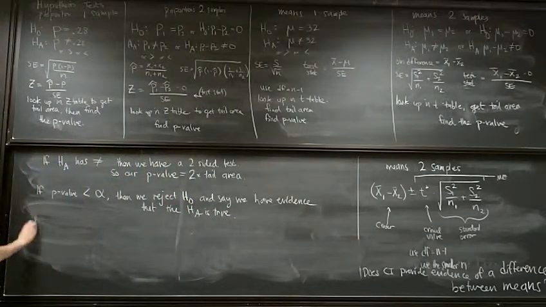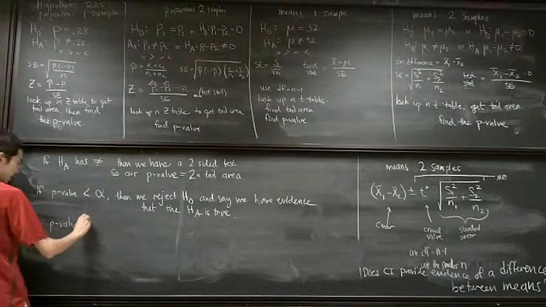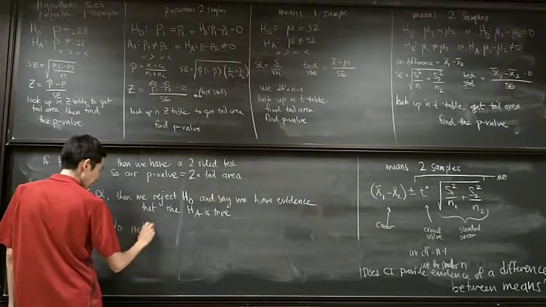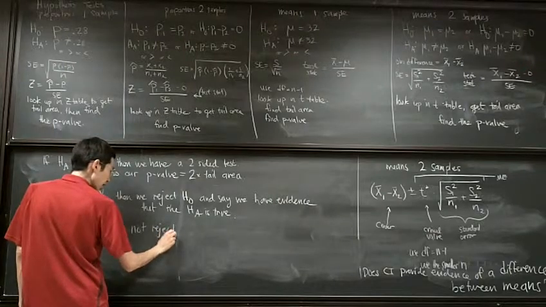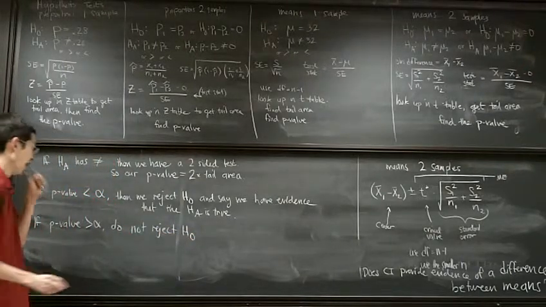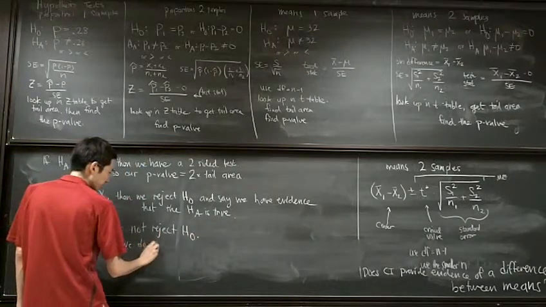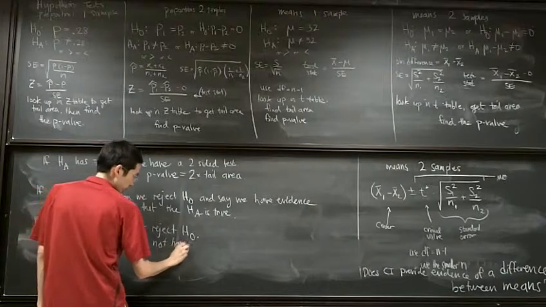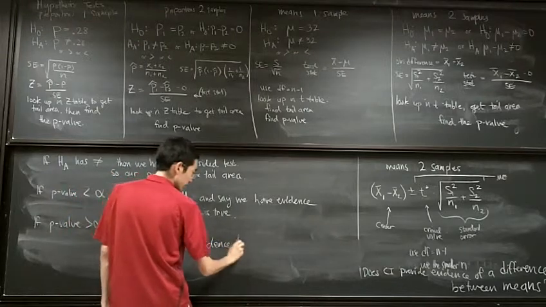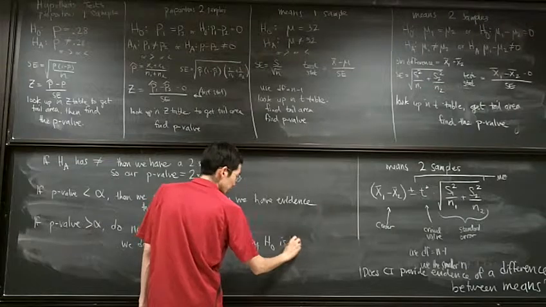On the other hand, if the p-value is greater than alpha, do not reject the null hypothesis. And we do not have evidence to say that the null hypothesis is wrong.